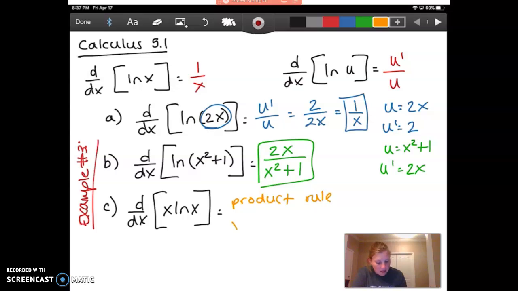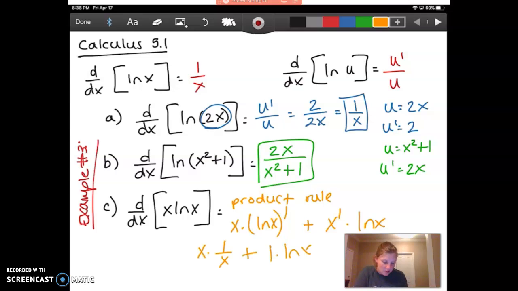So you will have x times the derivative of the natural log of x, plus the derivative of x times the natural log of x. As far as that goes, that would be x times 1 over x plus the derivative of x, which is 1, times the natural log of x. This will leave me with my final answer being 1, because my x is canceled, plus natural log of x. And that is my final answer for part C.